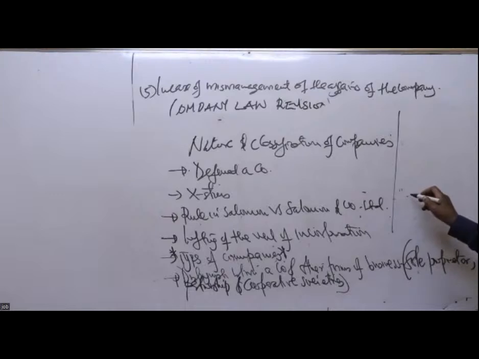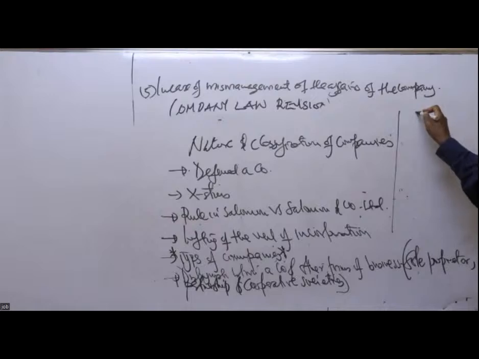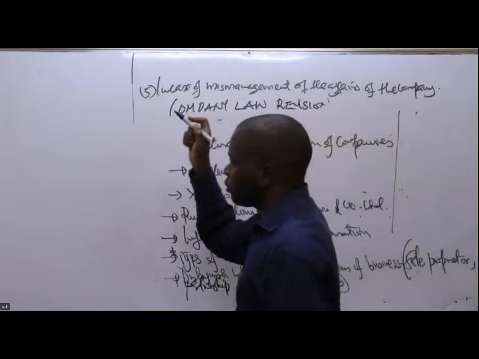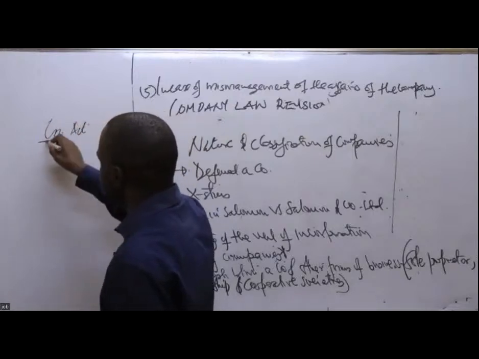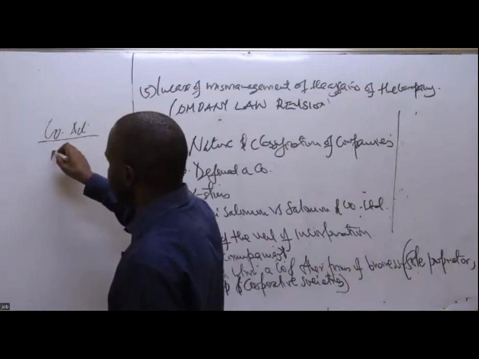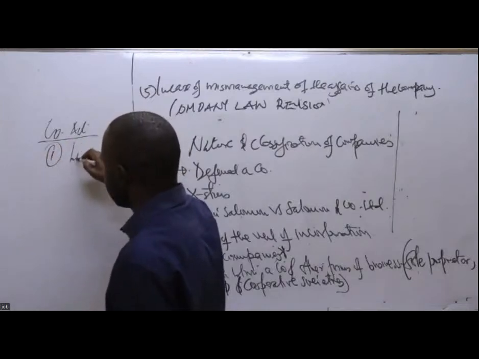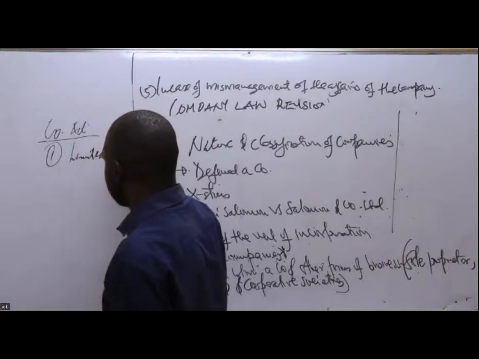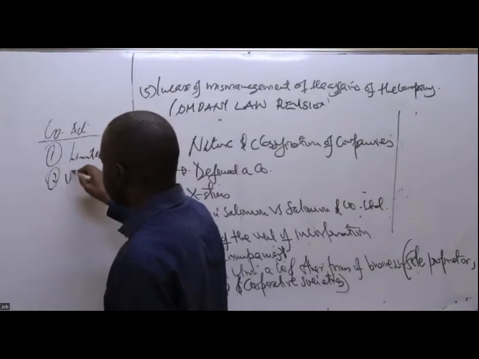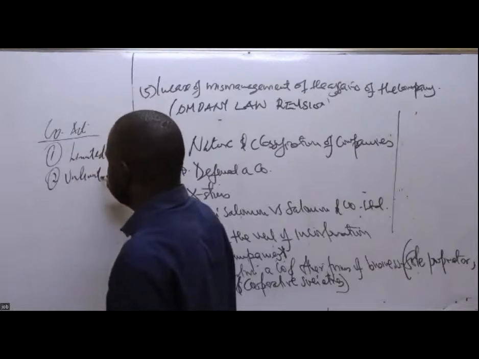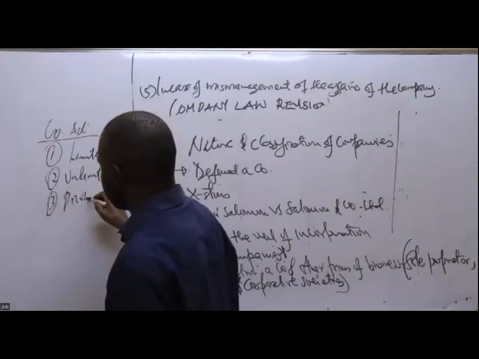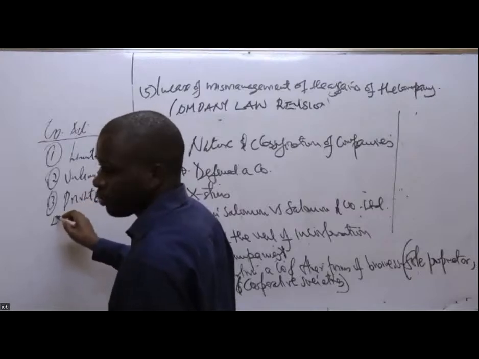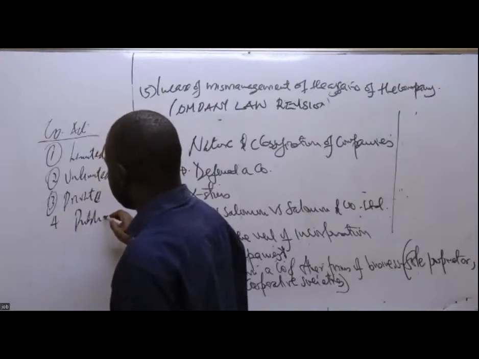So under the types of companies, if you can recall very well, the teacher said under the Companies Act, if you look at the Companies Act of 2015, companies have been classified as, number 1, limited companies. Number 2, unlimited companies. Number 3, private companies. And number 4, public companies.